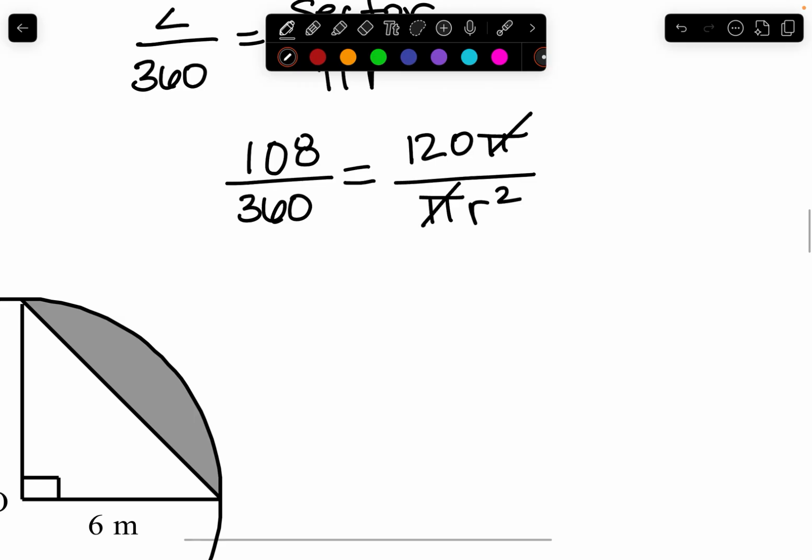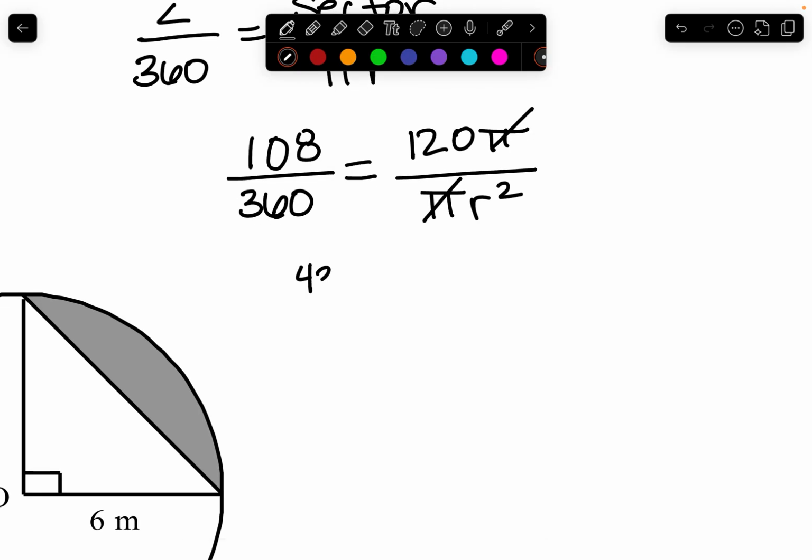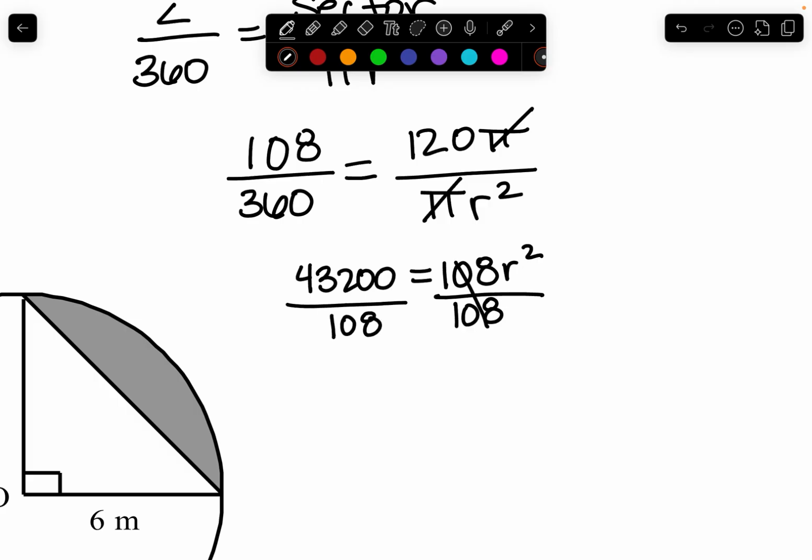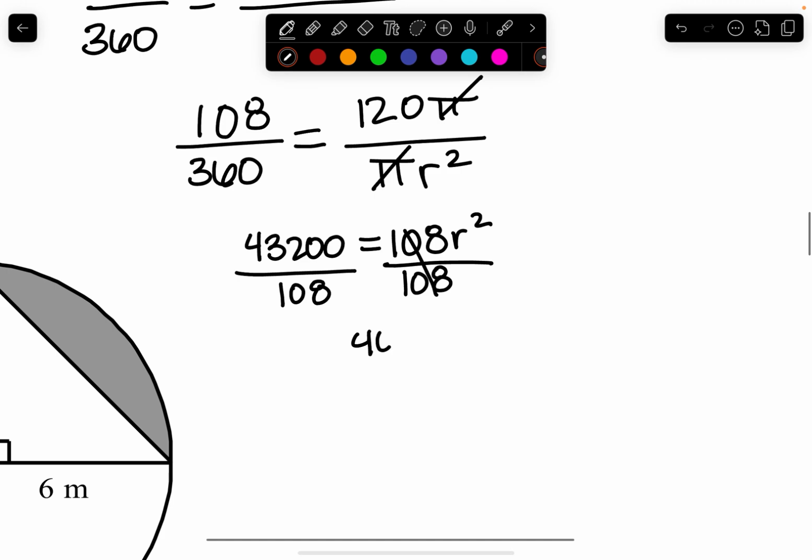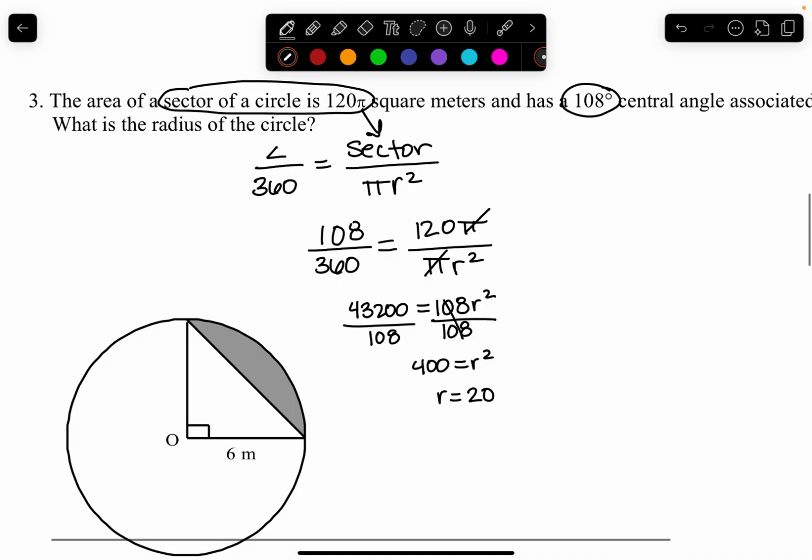All right, our pi's cancel. So I'm going to do 120 times 360. That's 43,200, and that's going to equal 108 r squared. I'm going to divide both sides by 108, and we get 400. So 400 is going to equal r squared, which means that my radius should be 20 meters.